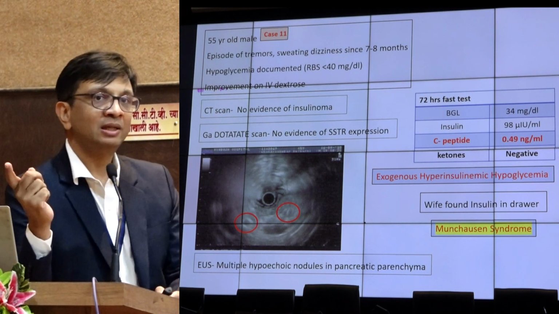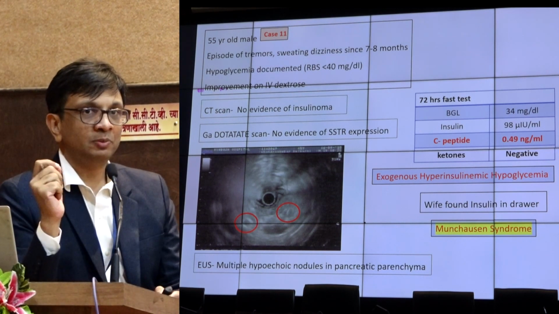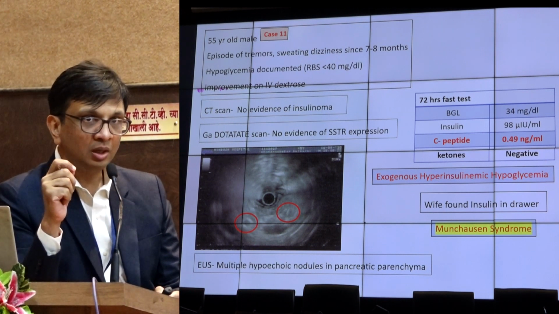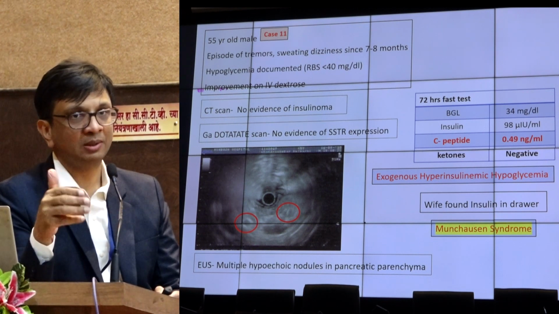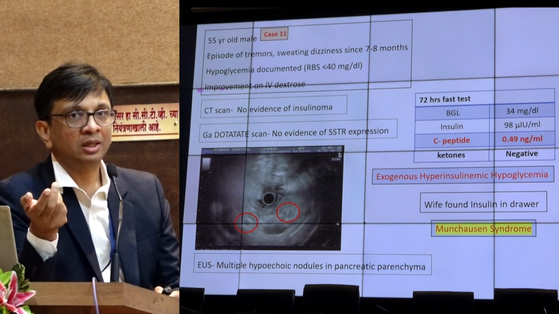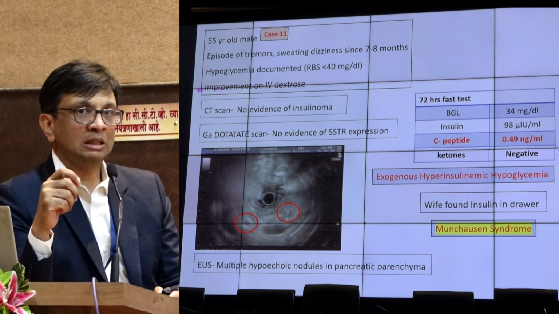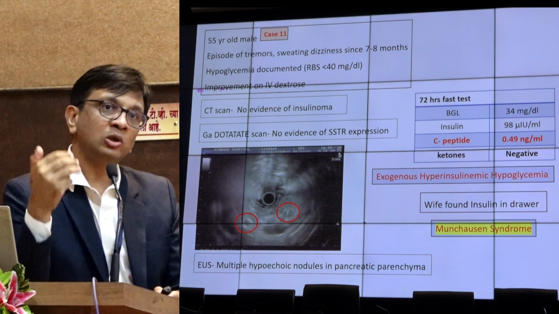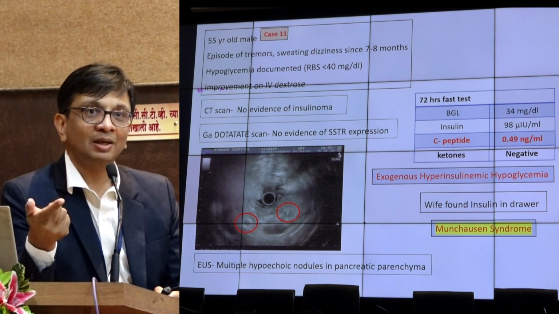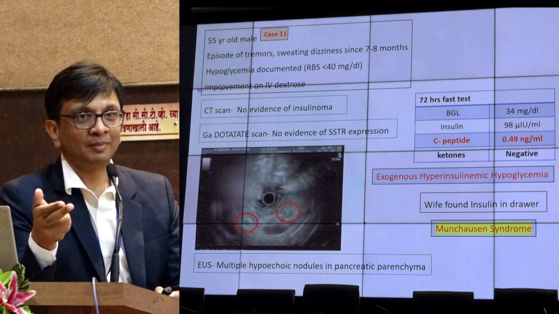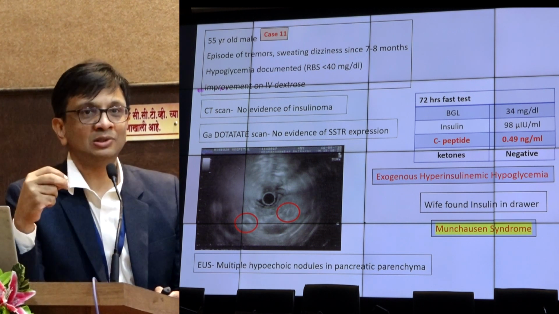Then again he was admitted in the ward. We had some suspicion. One of our residents was very suspicious that he's doing something wrong, and with the levels we thought he's taking insulin from outside. So then in the ward, he had hidden the insulin in the toilet, and he was taking insulin when he went to the toilet. And the resident caught that insulin from the toilet.